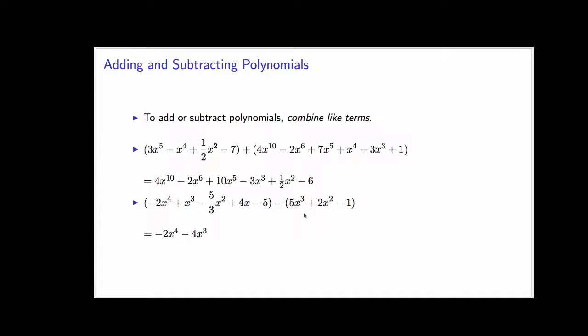Our next terms are the x squareds. We have a minus 5/3 minus 2. So that gives us minus 11/3 x squared. We have a 4x in the first polynomial, no x terms in the second, so we just get plus 4x. And finally, we have a minus 5 minus minus 1, which gives us minus 5 plus 1, or minus 4. So again, to add or subtract polynomials, we combine like terms.